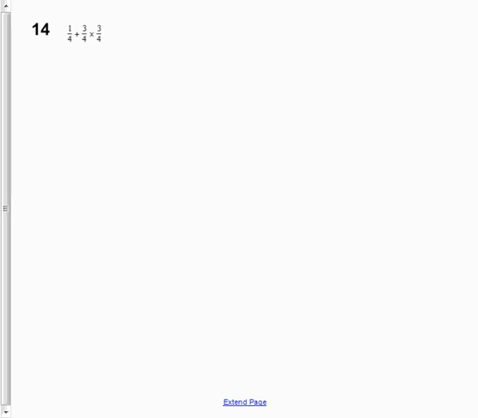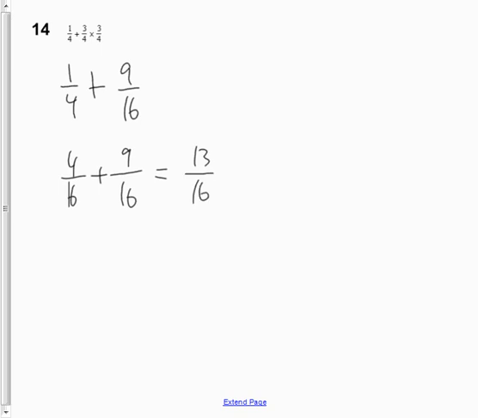Most of us got this right, which is good. Order of operations, don't do your addition until your multiplication is done. That would be 9/16. Once you have that first step done, you're adding, which requires common denominators. 4/16 plus 9/16 is 13/16, which is lowest terms and is your answer.